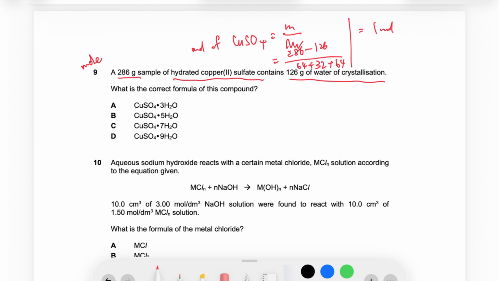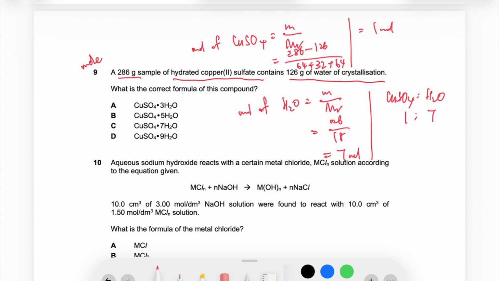Then next we do the same thing for the mole of water. Mass over Mr. Mass is 126, Mr is 18. So you get 7 mole. If you want the mole ratio, copper sulfate to water is 1 mole to 7. So the answer will be C.